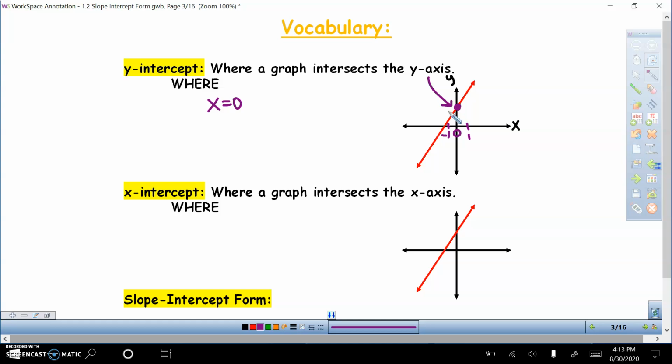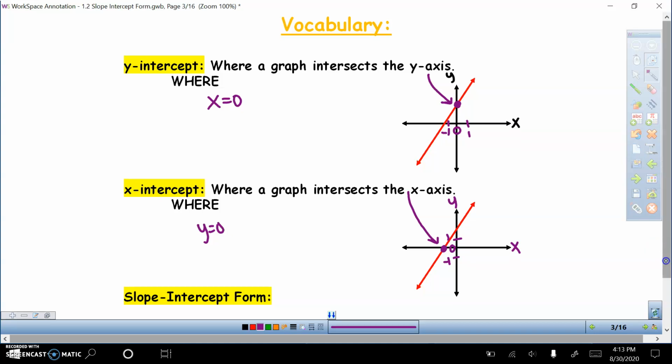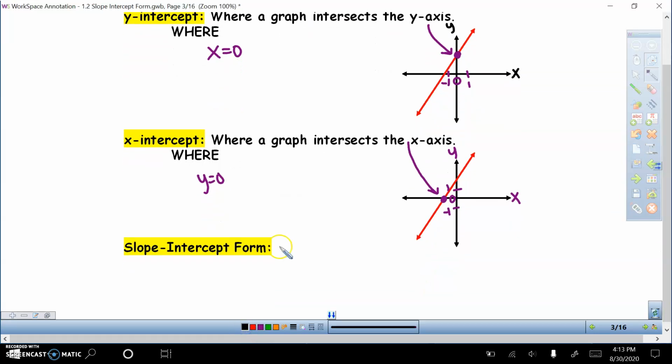The x-intercept is where a graph intersects the x-axis. So down here, this would be my x-intercept. And now instead of x being 0 for the y-intercept, where y equals 0 is now our x-intercept. And then slope-intercept form, this is what we're most familiar with, is y equals mx plus b, where m is our slope, not mx, just m, and then b is our y-intercept.